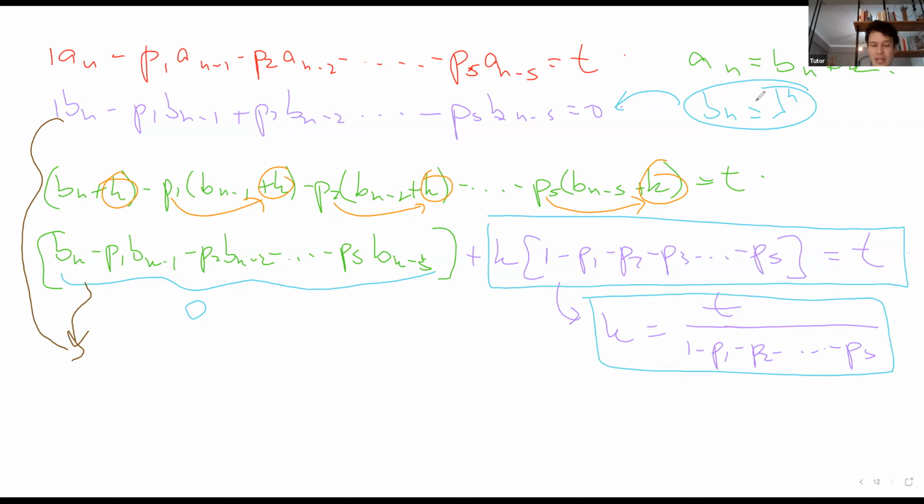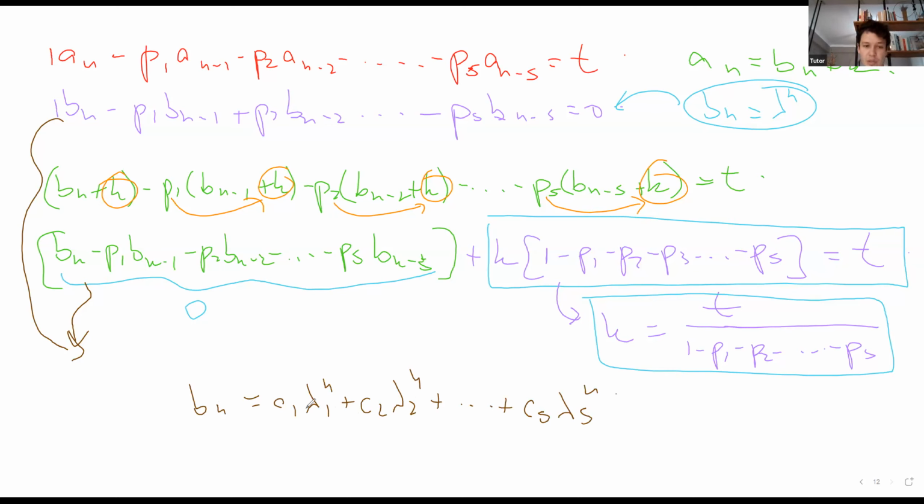You can use this guess Bn equals lambda to the n. You solve it, you're going to get n roots. So you're going to get something like this: Bn is going to be equal to C1 lambda 1 to the n plus C2 lambda 2 to the n plus, up to Cs lambda s to the n. So you're going to get a solution like this.